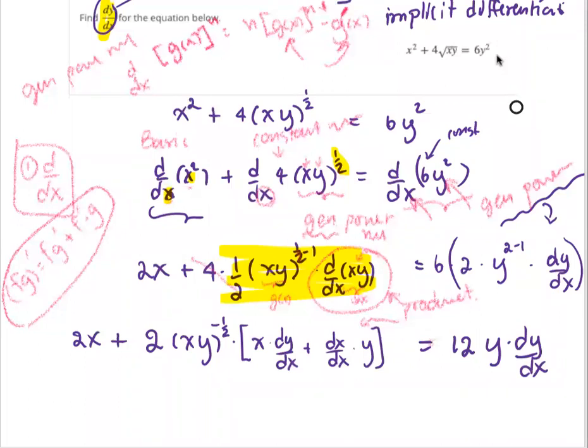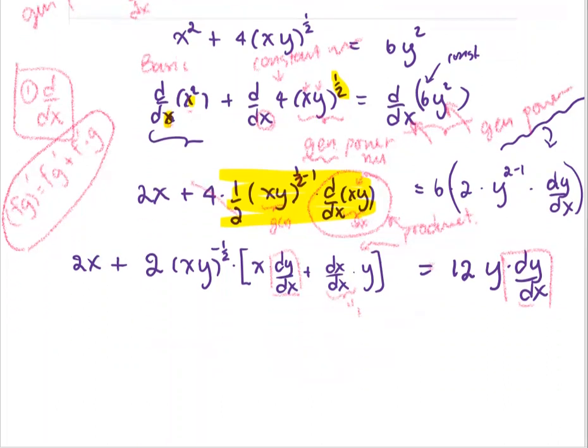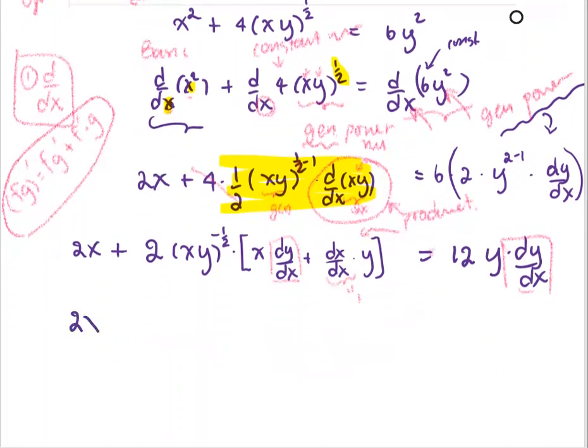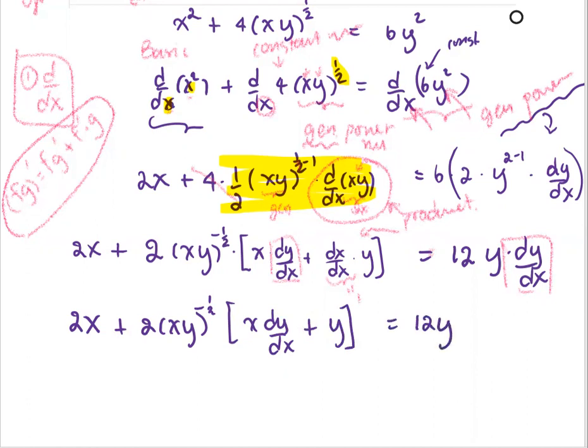The dy by dx, we leave it the way it is because our goal is to solve for dy by dx. But what is the dx by dx? It's 1. So I'm going to add more to the next step, which is 2x plus 2 times the quantity x times y to the power negative 1 half. And then x multiplied by dy by dx plus 1 times y, or just y, equals 12 times y times dy by dx.